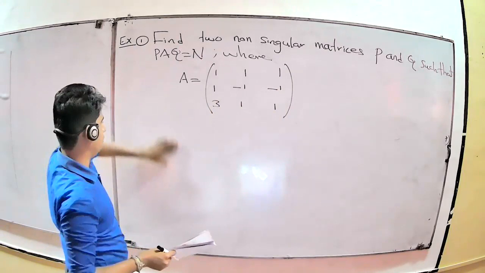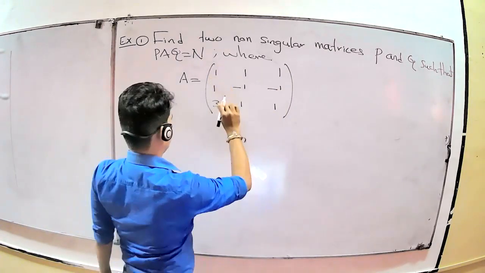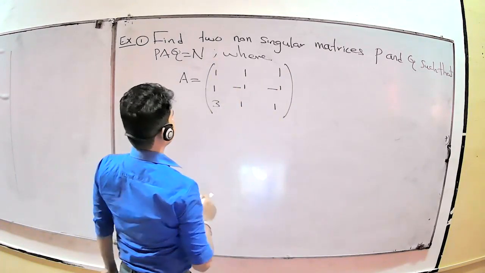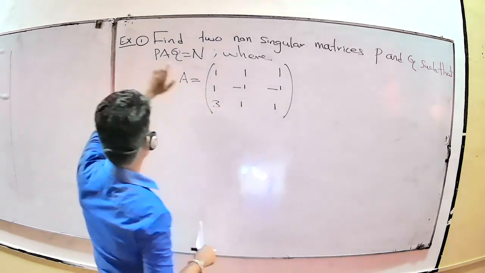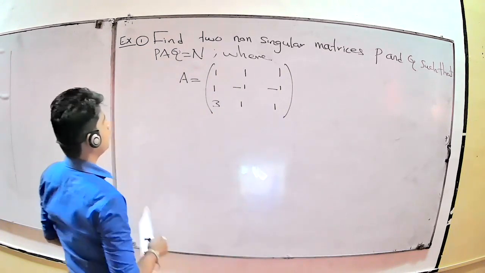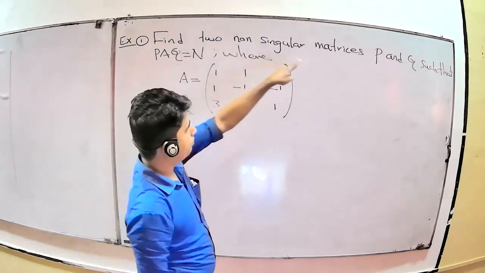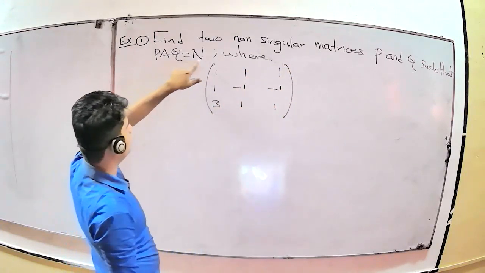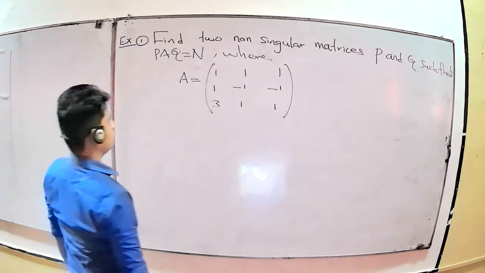To do this question, you can easily understand. If you are given any question, they can change the size of this matrix, but you can easily find the P matrix and Q matrix based on this basic idea. Now we will do this problem: find the two non-singular matrices P and Q such that PAQ equals the normal form. It is an elementary matrices part.